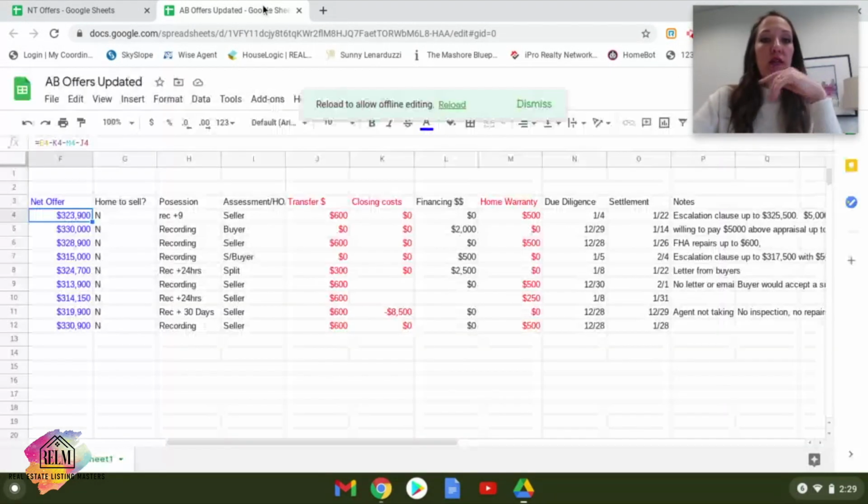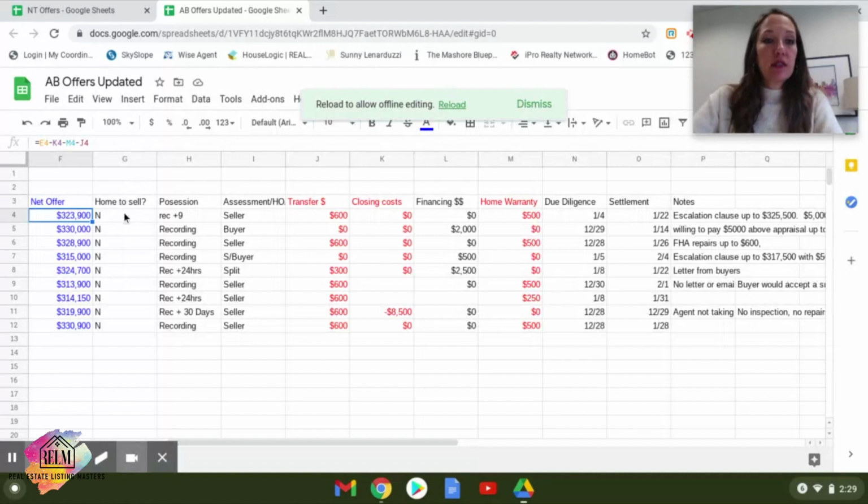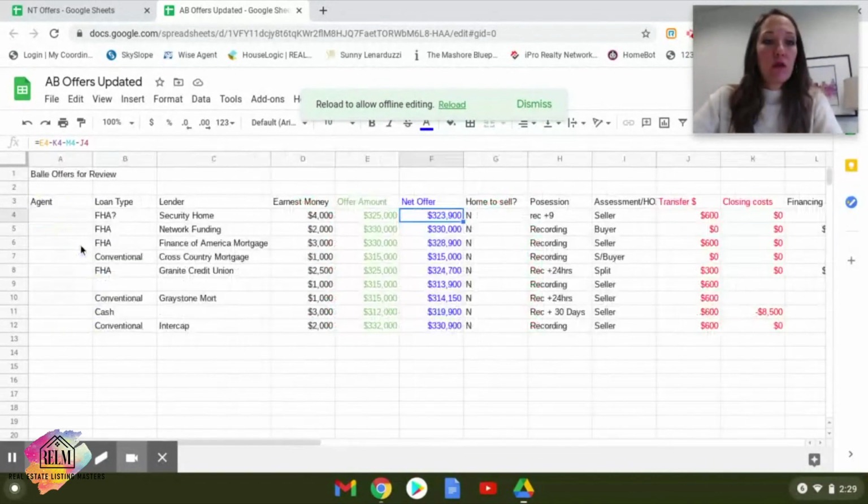Okay, in this other situation, you can see that we had quite a few more offers in this one. And again, same thing. I have several of the notes. So, starting at the beginning, who's the agent? What loan type? Several of these were an FHA loan. We have a conventional. This one was unclear to start with. A cash offer as well. So we were able to put all of the information and details in here.